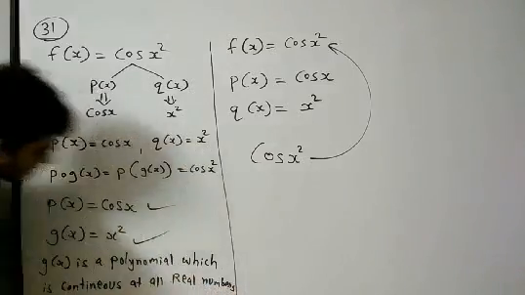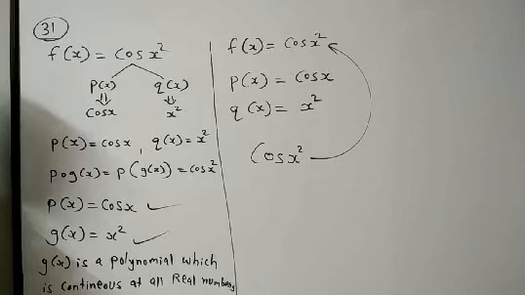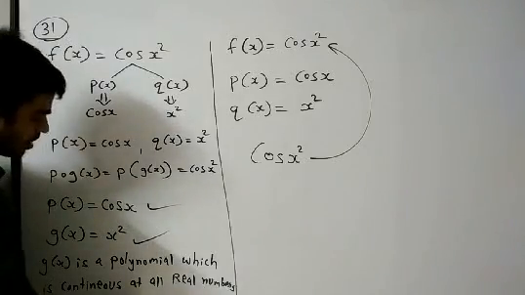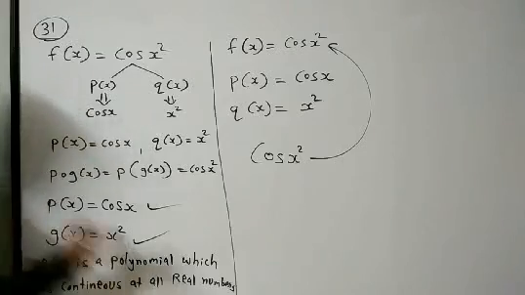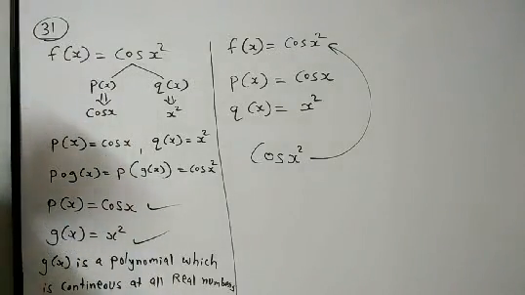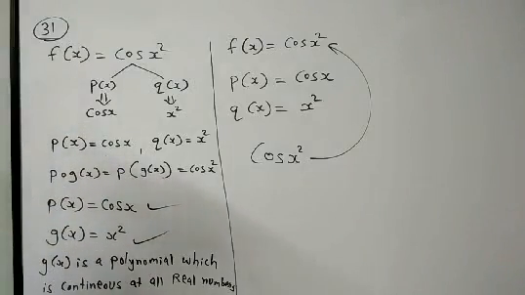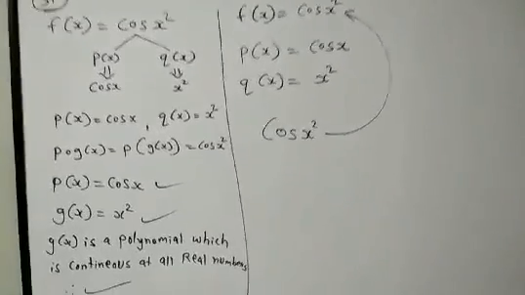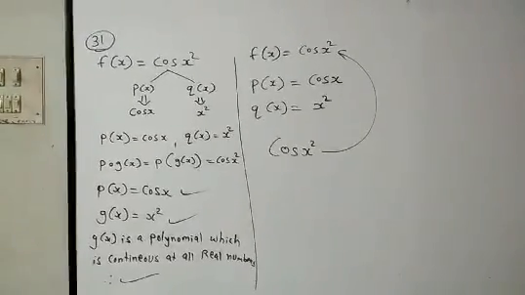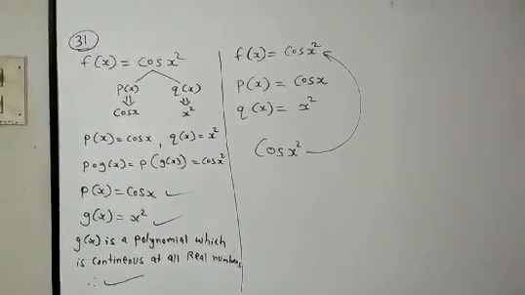numbers, and p of x is equal to cos x is a continuous function for every value of g of x. So this function f of x, therefore you have to write, therefore f of x is equal to cos x square is continuous, right? Therefore this function is continuous. I hope you have now understood this.